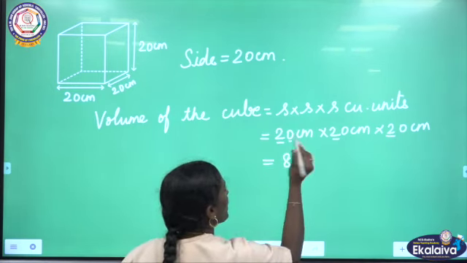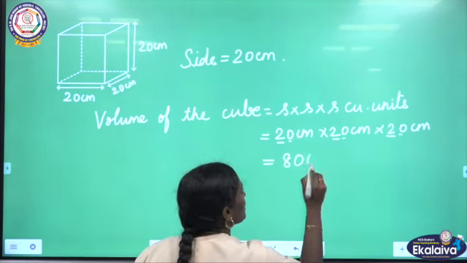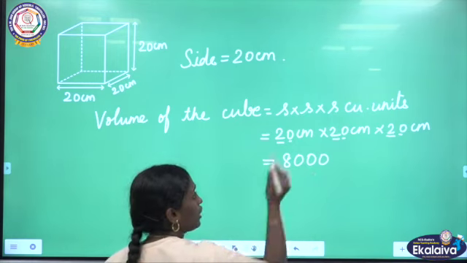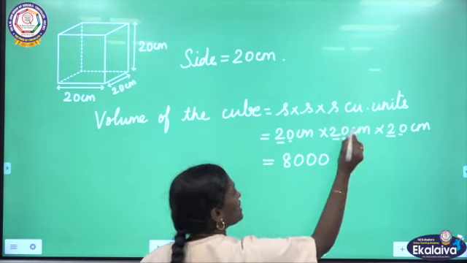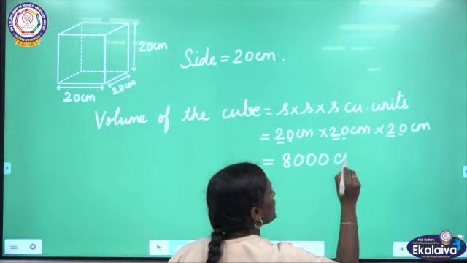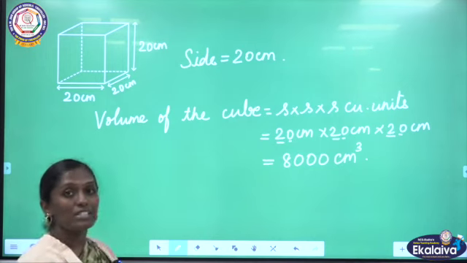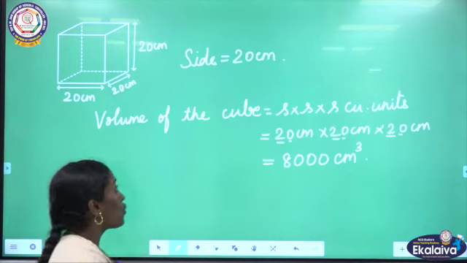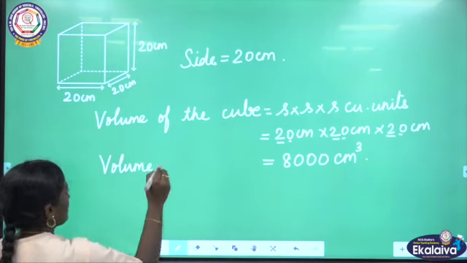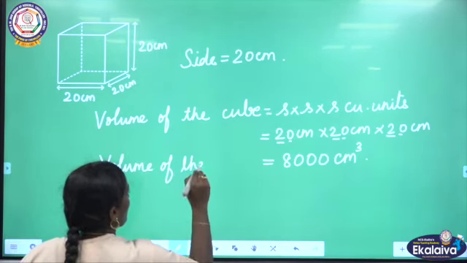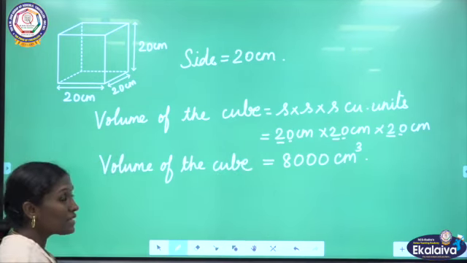Okay, how many zeros we have left? 1, 2, 3. 3 zeros. So I am going to add 3 zeros in the answer. So 20 into 20 into 20, we will get 8,000. Then centimeter into centimeter into centimeter, that is centimeter cube. So 8,000 centimeter cube. This is the volume of the cube. Volume of the cube is equal to 8,000 centimeter cube.